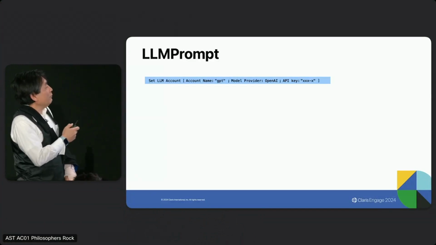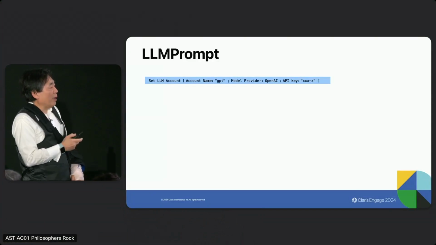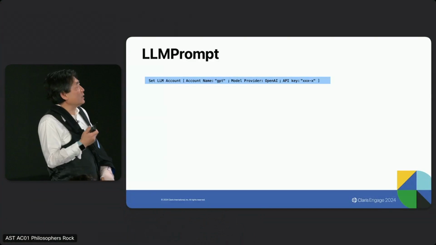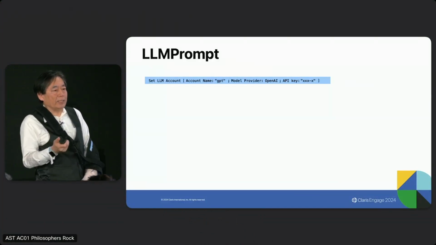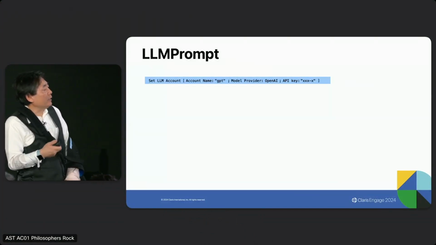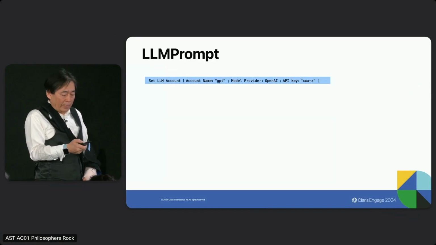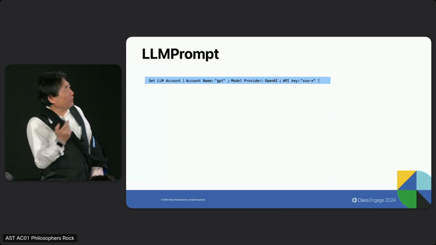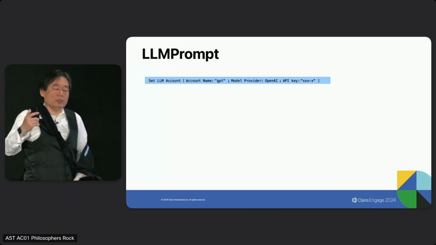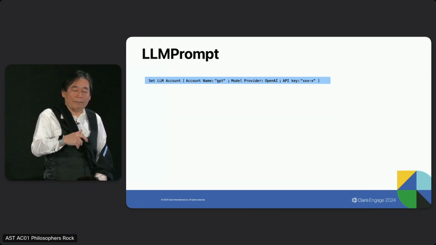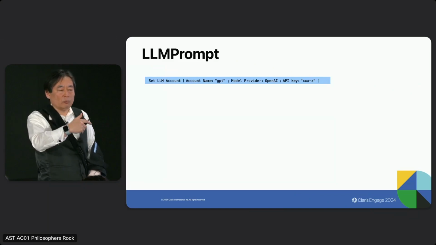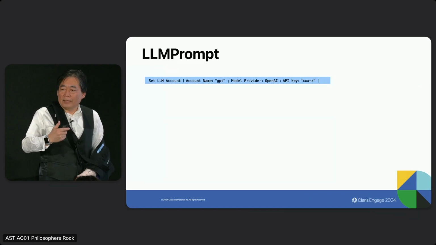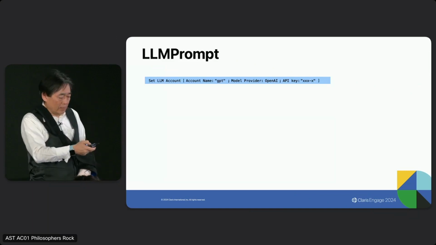So the example I give here is a set LLM account. The first parameter is the account name, just like in the app assistant. The second parameter, I specify the provider is OpenAI. And the third parameter, I have my API key. So once you execute this script step, this account information will go into the hash table of the Draco database engine. So you just need to set it once for the lifespan of the Draco database. And the other script steps can just refer to the account.